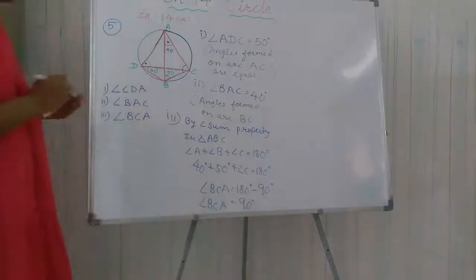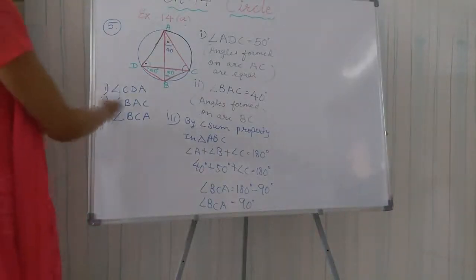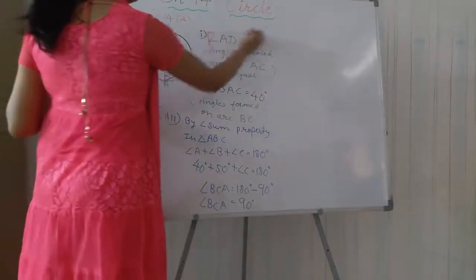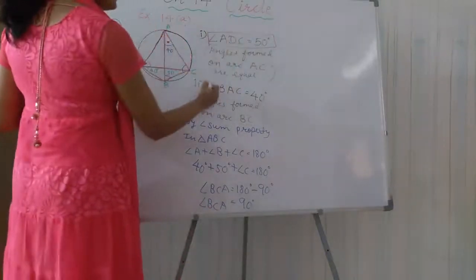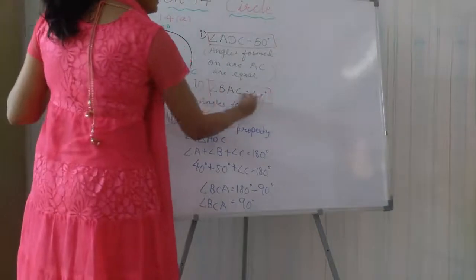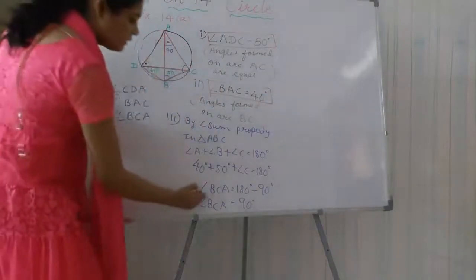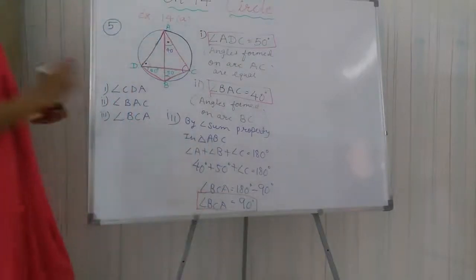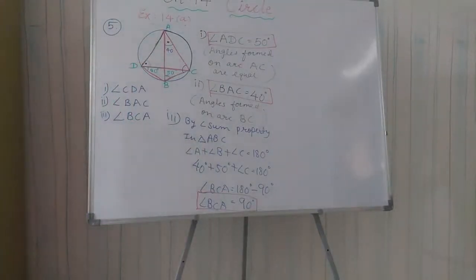So we get the answer as 90 degrees for angle BCA. So here we found all three answers which are asked in question number 5. The first answer, angle ADC, is 50 degrees. Second, angle BAC is 40 degrees. And the third, angle BCA, is 90 degrees. So this way we have completed question number 5 of exercise 14A.